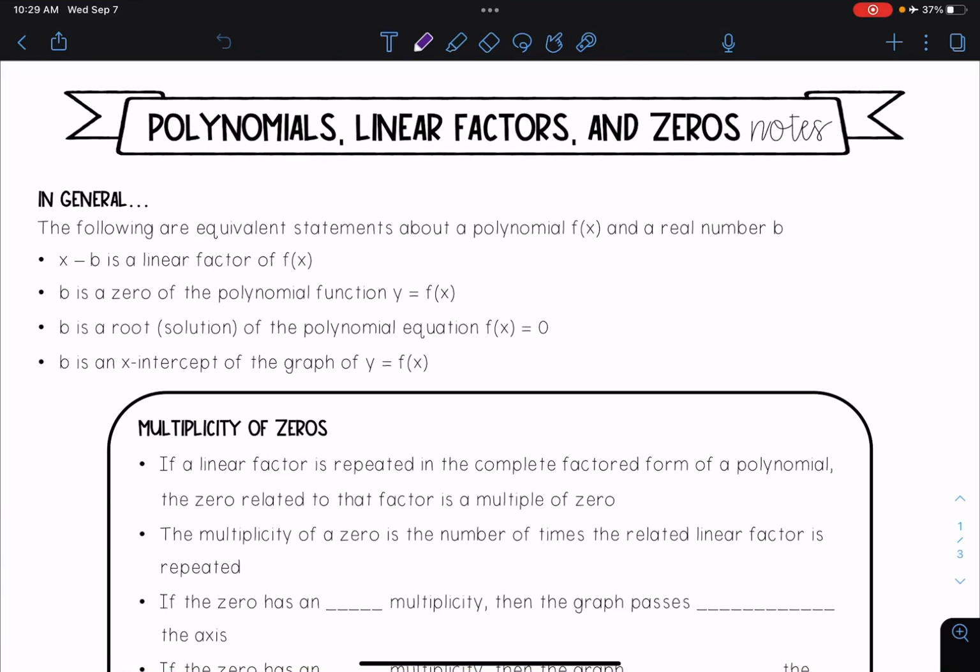Hi everyone, so we're talking about polynomials, linear factors, and zeros. So we're really going to connect what we did last time of solving polynomials and see what exactly that means when we are graphing these.